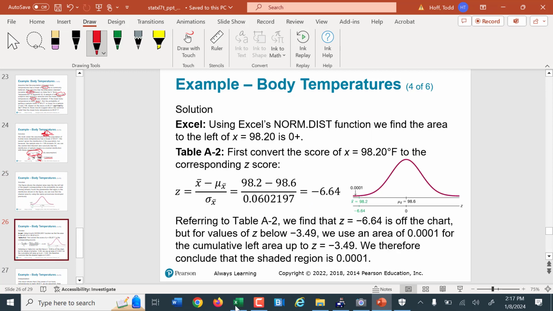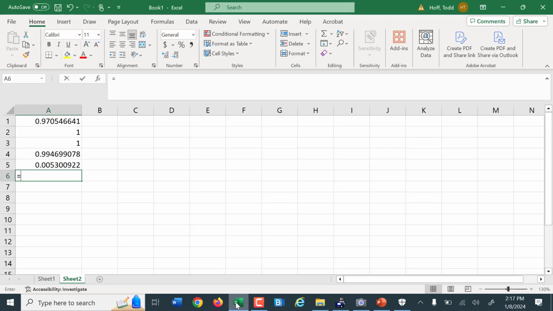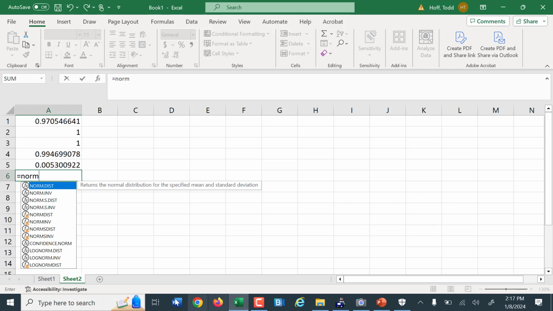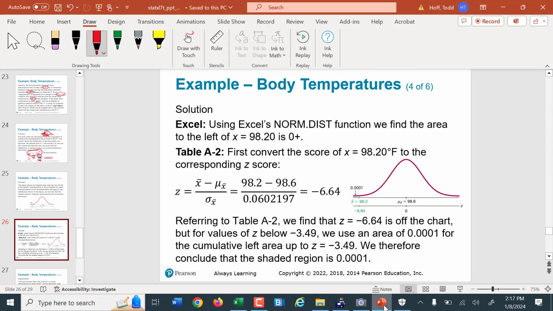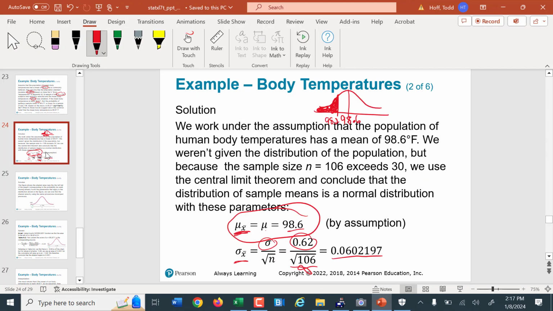And we'll go ahead and calculate that probability here. So normal distribution, 98.2, given a mean of 98.6, and the standard deviation, I've got to find that. What do we have here? 0.06022, I'm going to call it.